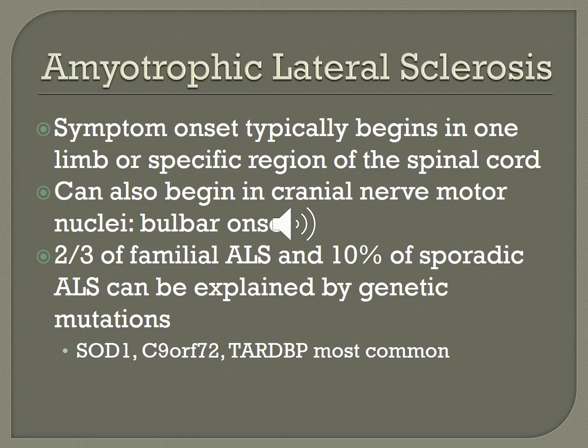So the genetics of ALS are pretty well studied. 2/3 of familial ALS and 10% of sporadic ALS can be explained by genetic mutations. Now, the one that you need to know for Step 1 will be SOD1. That one might be tested, but it's actually not the most common gene. The two most common genes are C9orf72 and the TARDBP mutation. That one's actually the most common.